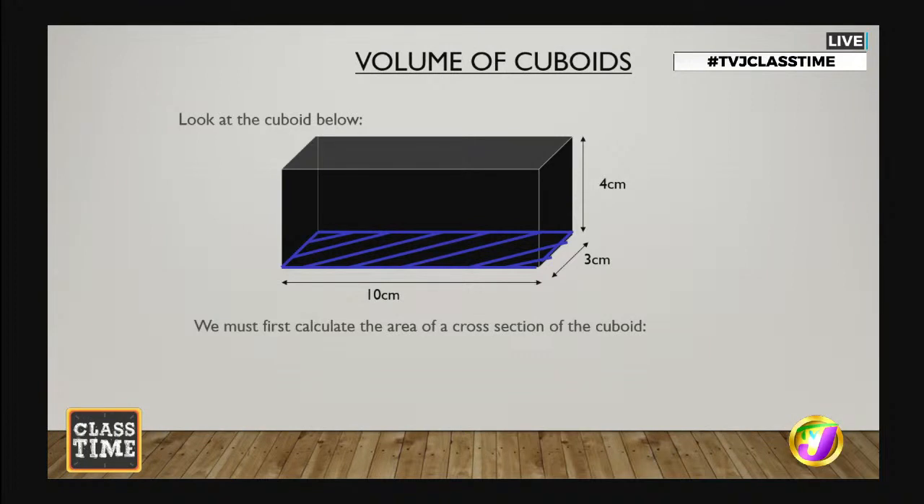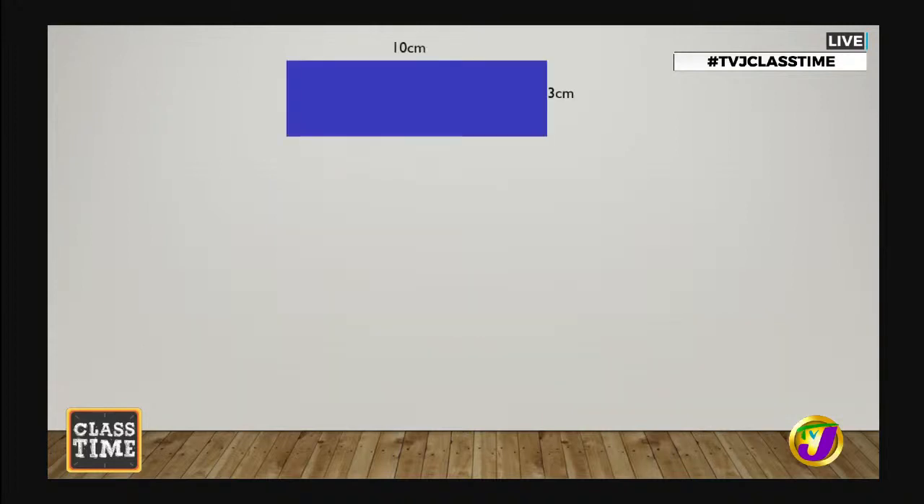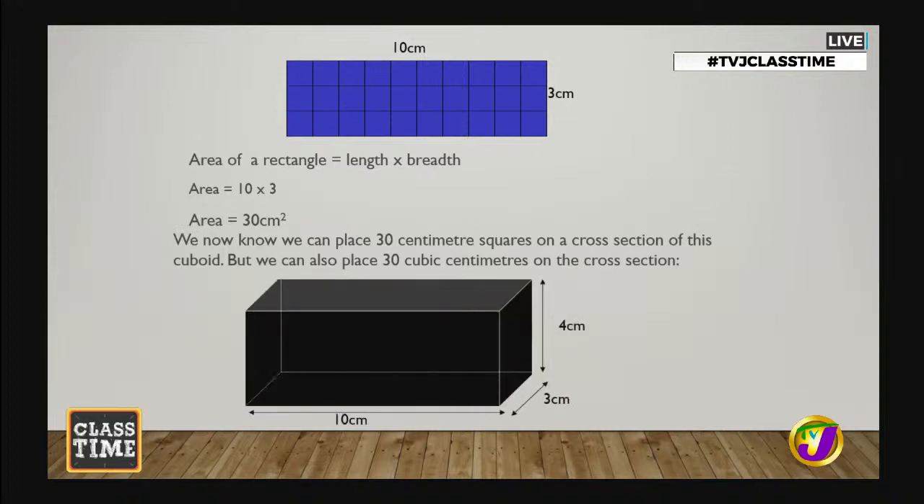So we must first calculate the area of this cross-section, and it's a uniform cross-section. So the length and width of this rectangle is 10 centimeters by 3 centimeters, and therefore the area of this cross-section, as we know, it is going to be a rectangle, so it's going to be 10 multiplied by 3, which is 30 square centimeters. You're awesome. So let us see how we're going to use this area of cross-section to calculate the volume of the cuboid.